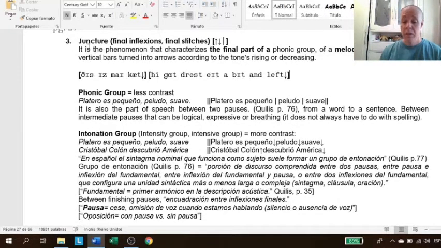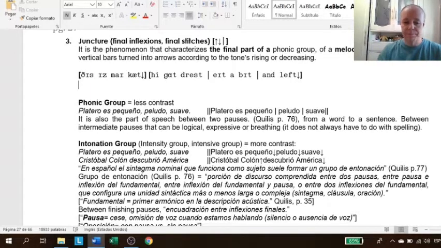Finished. Okay. But notice that there are commas as well. He got dressed, comma, ate a bit, comma, and left. So this is the way we write the transcription. Why? Because it's telling me how to pronounce it. The idea of writing transcriptions is for people to read it and pronounce it, right? He got dressed, ate a bit, and left.